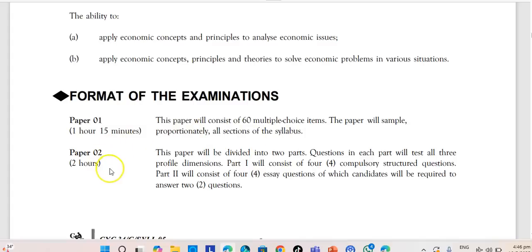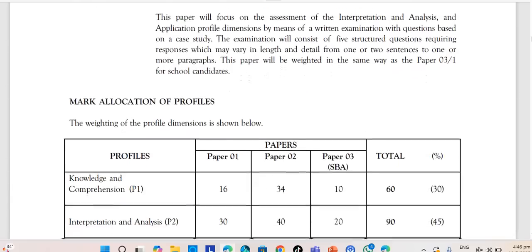Paper 2 is 2 hours and it is divided into 2 parts. Part 1 will consist of 4 compulsory structured questions. Part 2 will consist of 4 essay questions, of which candidates will be required to answer only 2. And these questions are from the syllabus.